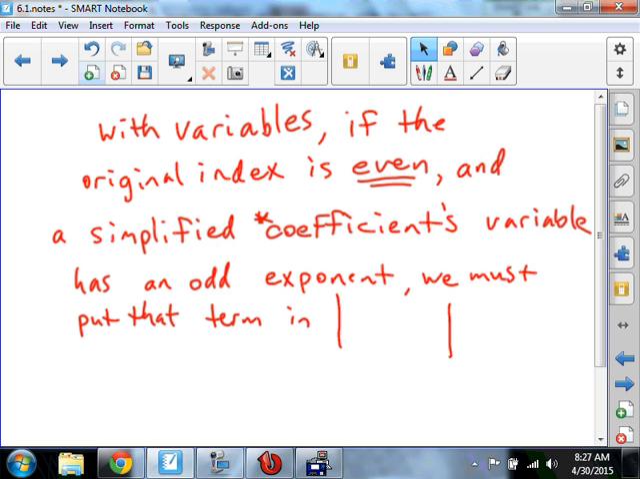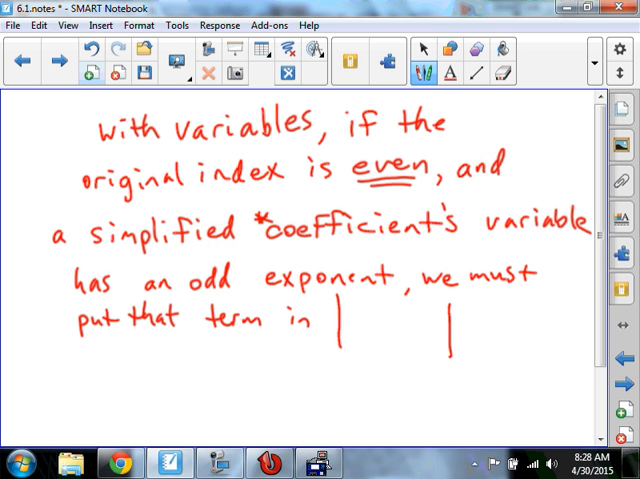And I've got a beef with MathXL on this. I've got a bone to pick with MathXL on this. They are not consistent about it. There are going to be some exercises in the homework where one minute they're going to want absolute value bars and the next minute they're not. So when we're dealing with variables, if the original index is even and a simplified coefficient's variable has an odd exponent, we must put that in absolute value.